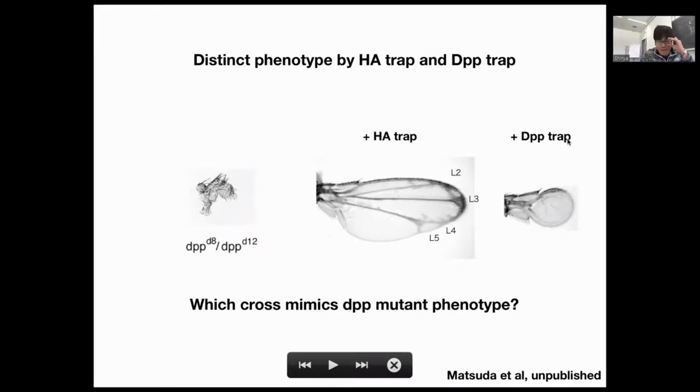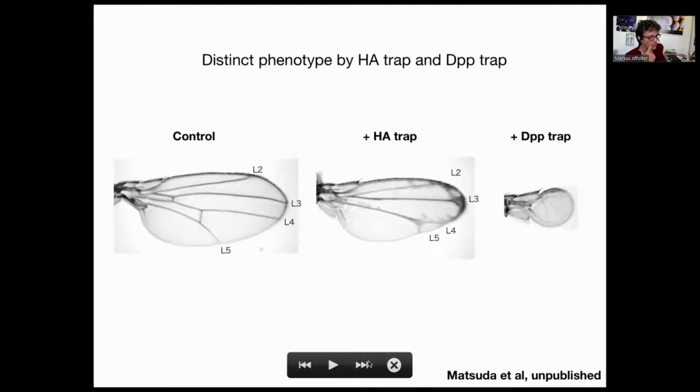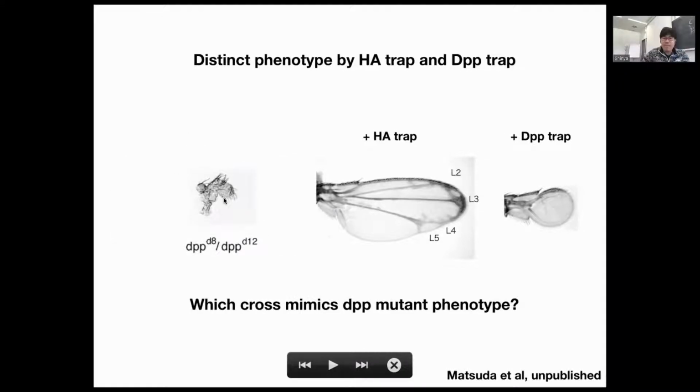Which phenotype? Also that the DPP null phenotype, D8 over D12, seems to be much more severe than the DPP trap. Yes. But of course, you used a driver that is expressed only late in the wing. And maybe the DPP trap phenotype is identical to when you inactivate DPP with the same driver using RNAi, like in the paper. It's much more obvious when you show this than here.